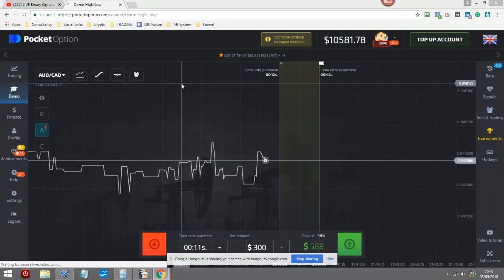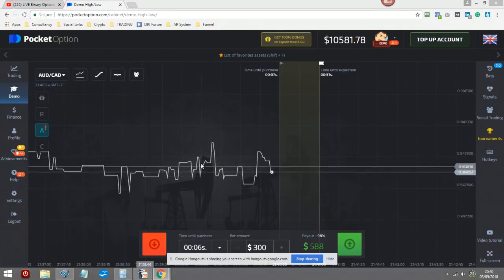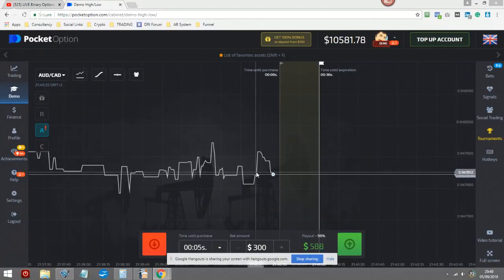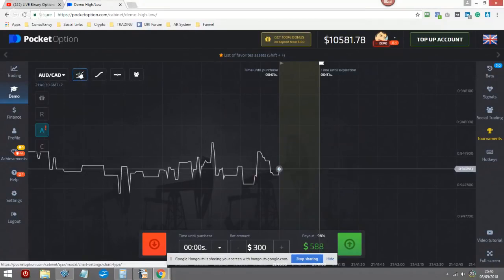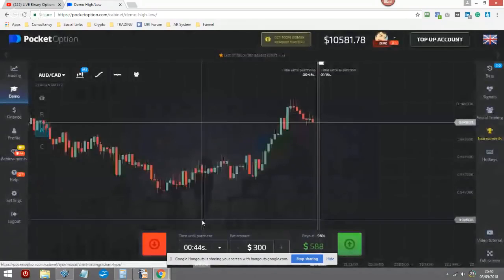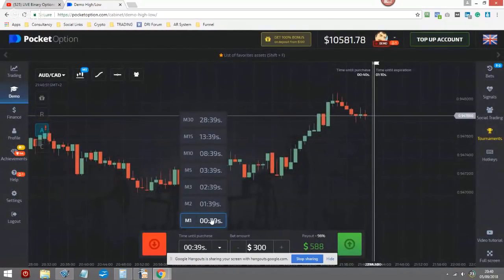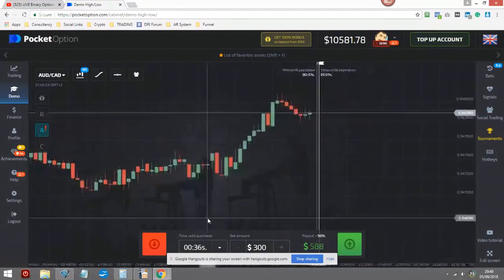So we're starting from scratch. As you can see, we've got our line graph here. So we're going to change this. We're going to come up to the top here where this squiggly line is, and we're going to choose candles. And we're going to choose M1, which just simply means 1 minute. Also, you can choose 1 minute up to 1 day. It's entirely up to you. But for today, we're just going to go with 1 minute. And then just making sure that at the bottom here we've got 1 minute selected, because that's the way that we're going to be trading today.